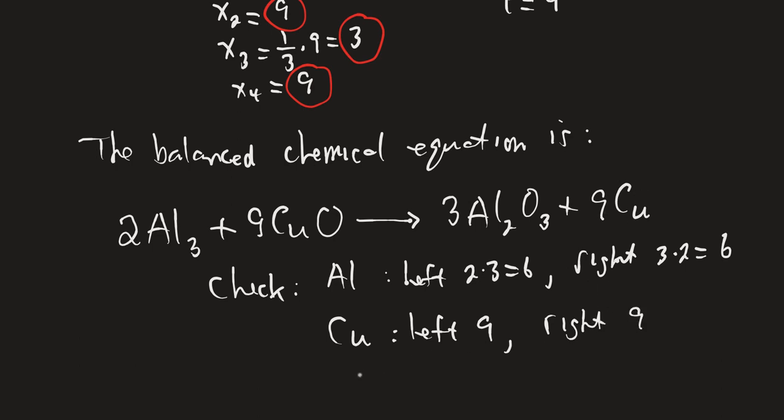And then finally, let's look at the oxygen. So on the left, we have 9. And on the right, we have 3 times 3. That gives us 9. So that's it. Our chemical equation is completely balanced with whole number coefficients that have no common factors.